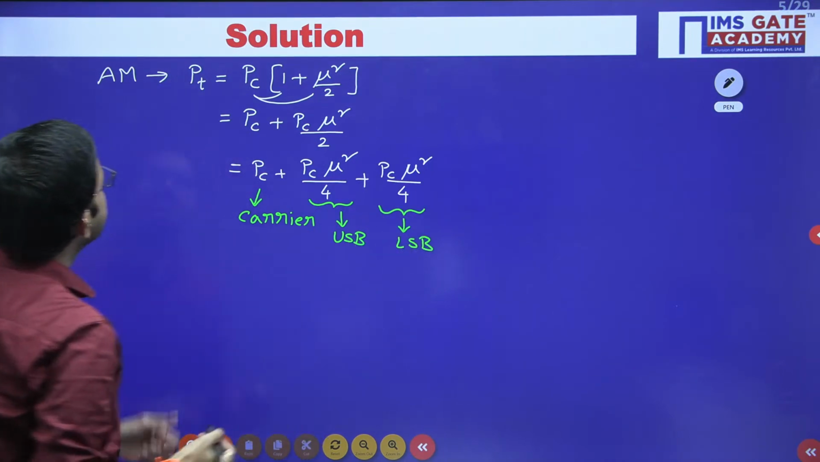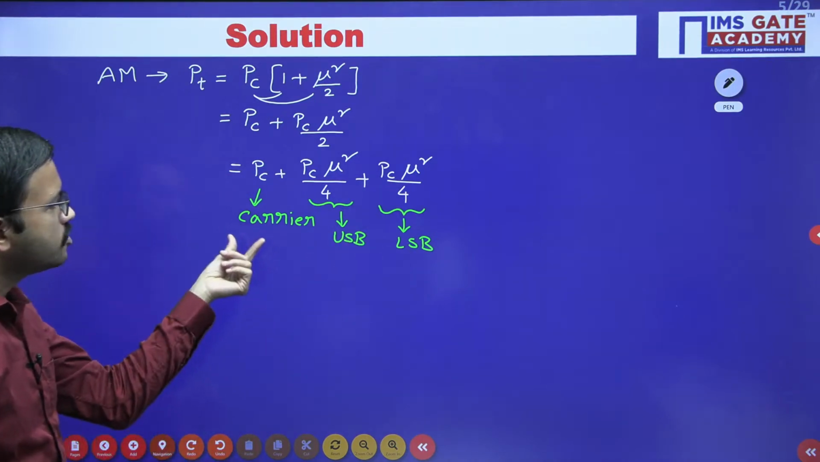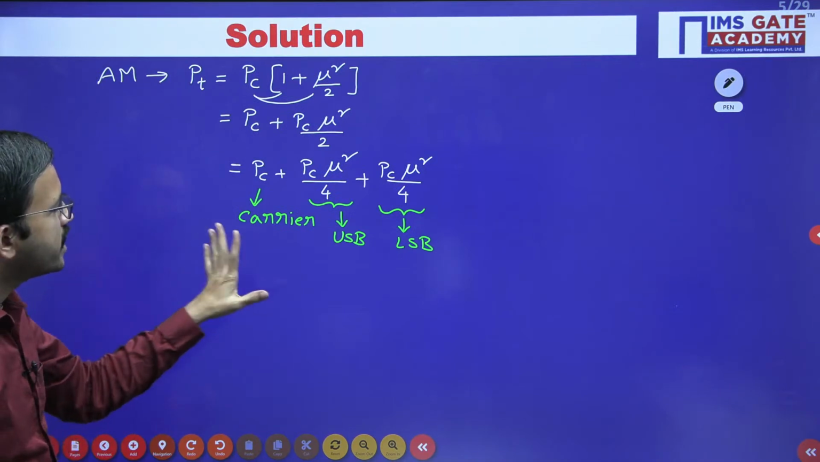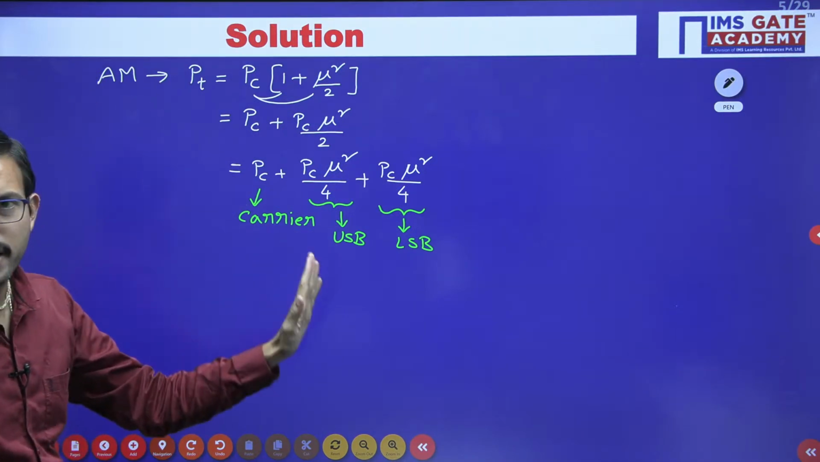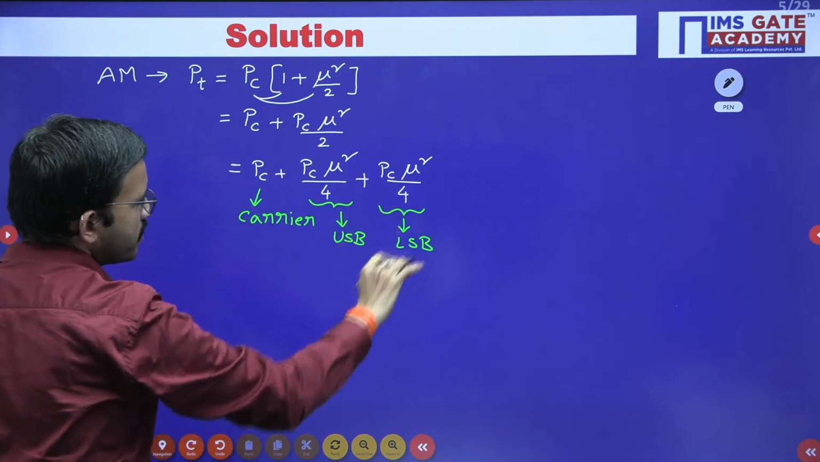So AM is nothing but having both the sidebands, and along with that the carrier component. That is nothing but double sideband with carrier, or double sideband full carrier. So this is the total power required.